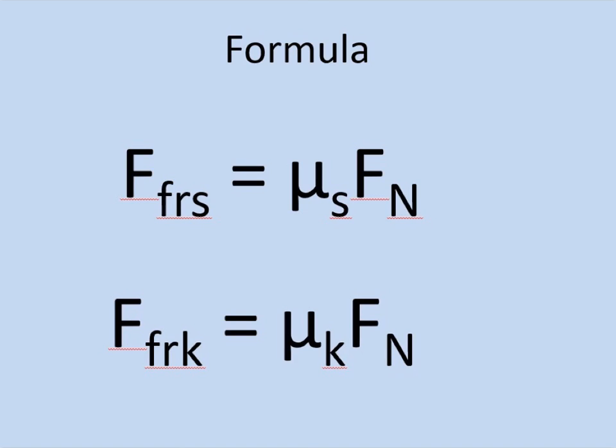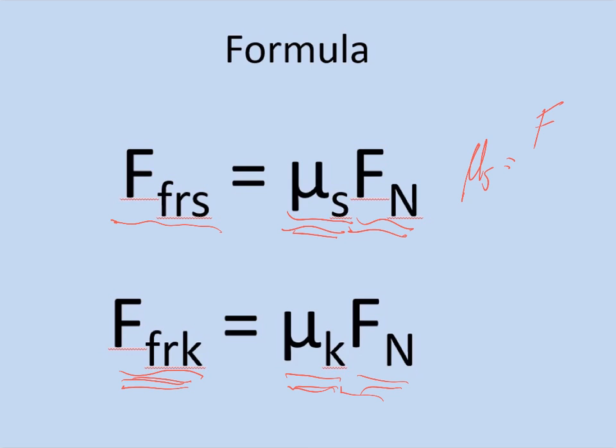Here are our formulas for coefficient of friction. The static friction force is equal to the coefficient of static friction times the normal force. The kinetic friction force is equal to the coefficient of kinetic friction times the normal force. We could, of course, rearrange this if we were solving for the coefficient, and we would see that the coefficient is exactly the ratio of the friction force to the normal force. And the same thing you would see down here.